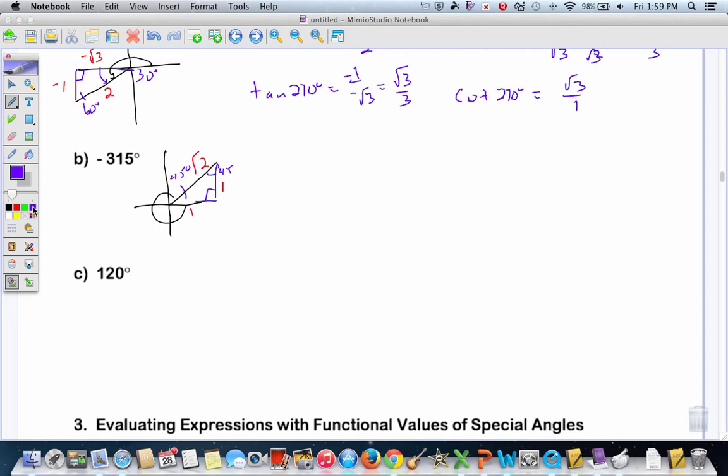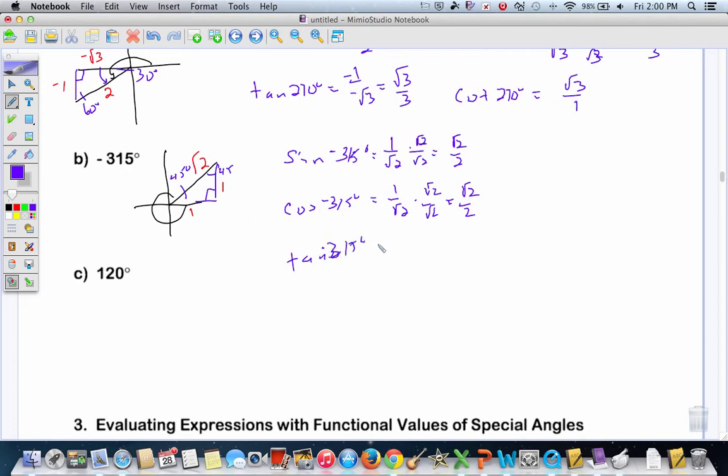Noting that we're in quadrant number 1, so x and y are both going to be positive. So very quickly, the sine of negative 315 is going to be opposite over hypotenuse, or 1 over square root of 2, which if we rationalize gives us square root of 2 over 2. Cosine of negative 315 is adjacent over hypotenuse, which is also 1 over square root of 2, which simplifies to be square root of 2 over 2. And tangent of negative 315 is opposite over adjacent, 1 over 1, or just 1.